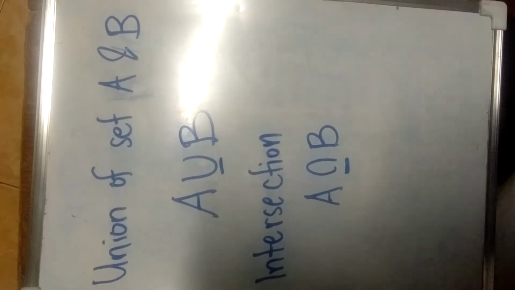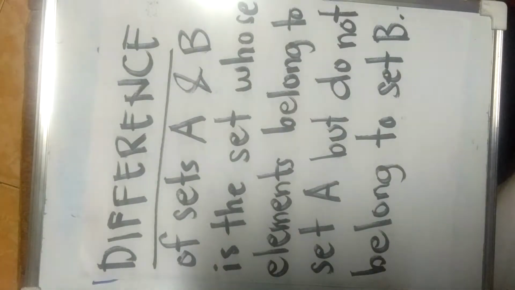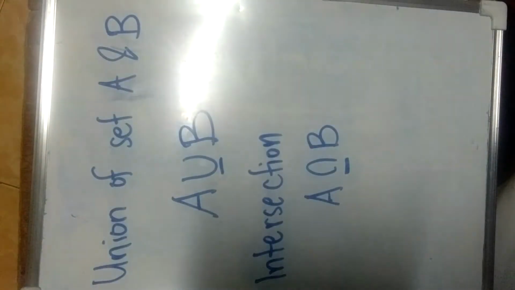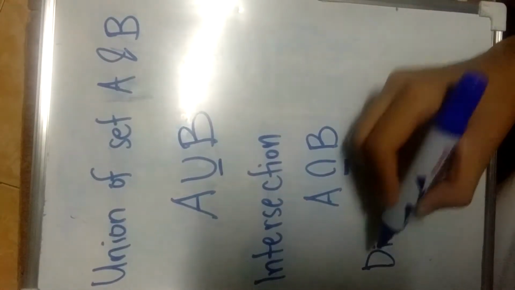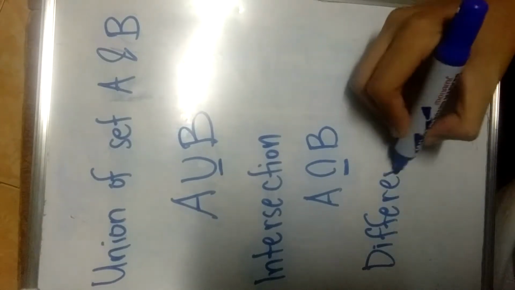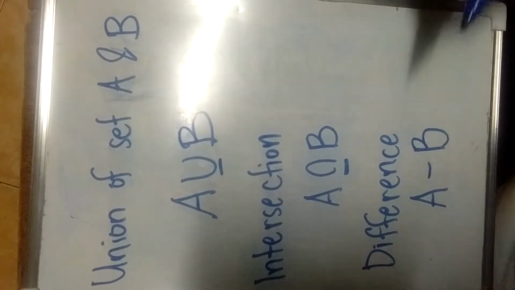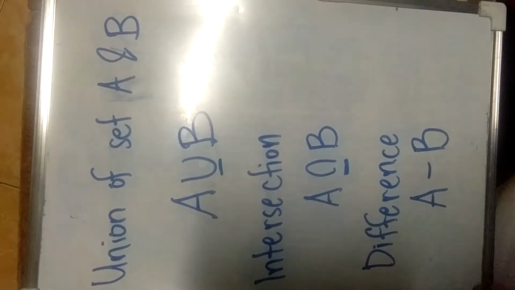Let's move on to the difference. Now, the difference of sets A and B is the set whose elements belong to set A but do not belong to set B. In symbols, the difference of sets A and B is denoted by A minus B. Okay, so to understand more, let's have an example.